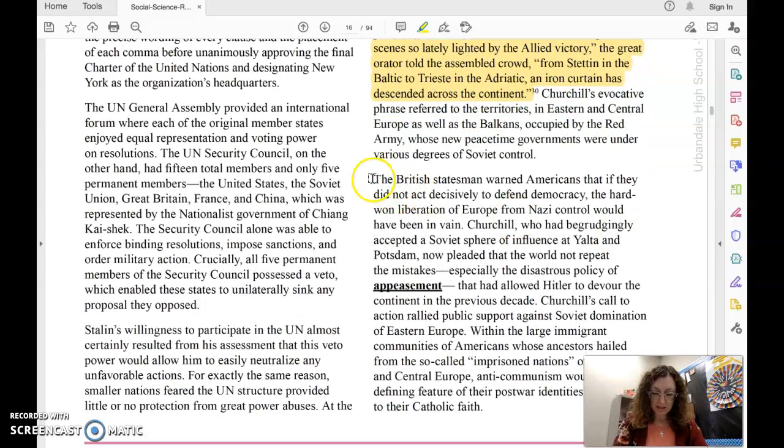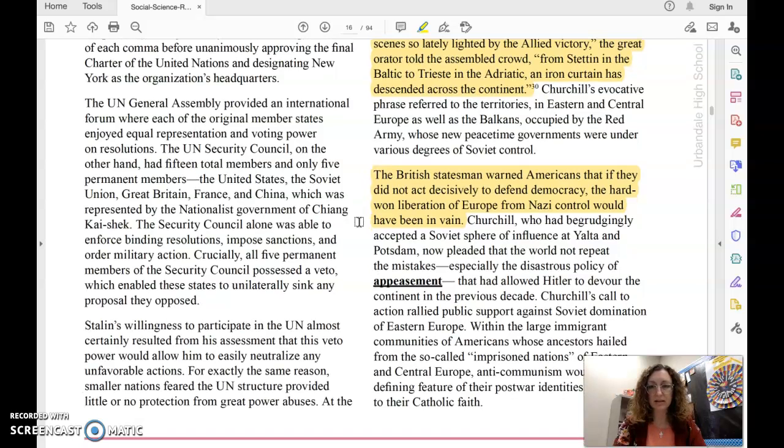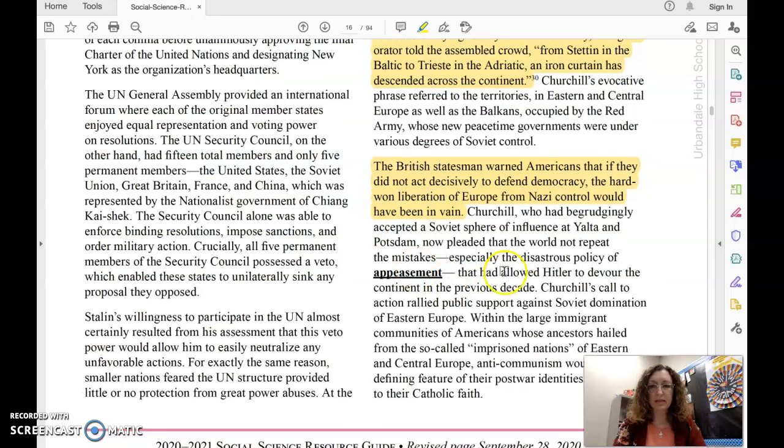Churchill in this speech is talking about how if the United States doesn't actively fight communism, then all of the work that they did in Europe against Hitler and Nazism is going to be for nothing. And of course, people don't want that. People don't want the World War II investments and sacrifices to go for nothing.